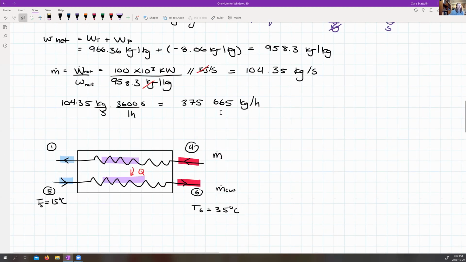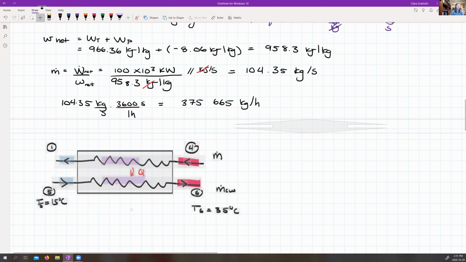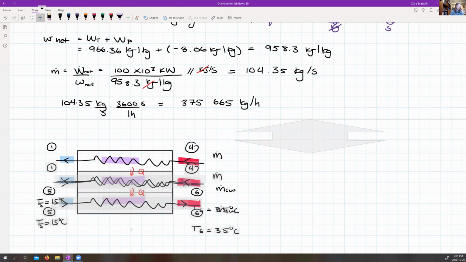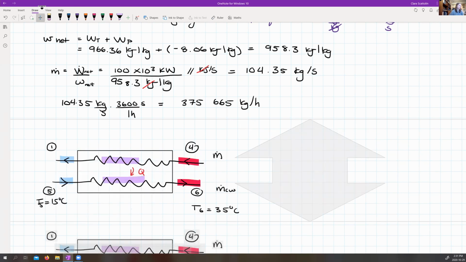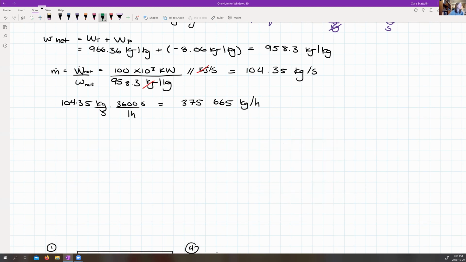Oh no, I need some more room. Oh, I thought I had given myself enough room. OneNote is such a pain doing this. Okay. All right, there we go.